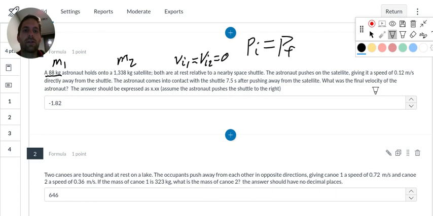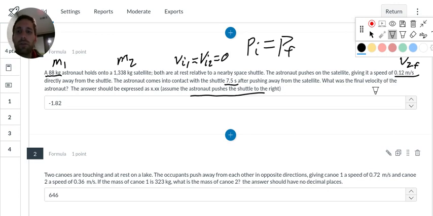Then the astronaut pushes off the shuttle, giving it this speed. So V2 final, because it's the speed of the shuttle, directly away from the shuttle. The astronaut comes into contact with the shuttle 7.5 seconds after pushing away from the satellite. This is going to end up not mattering here. We want to know the final velocity of the astronaut, and he pushes the shuttle to the right. Let's set up our equation.